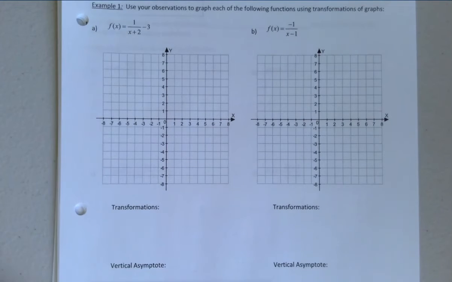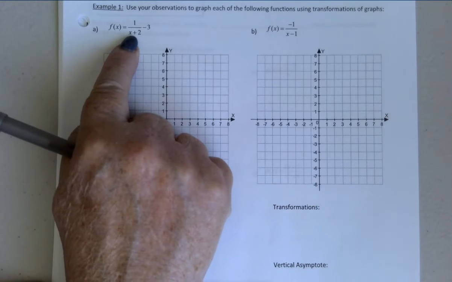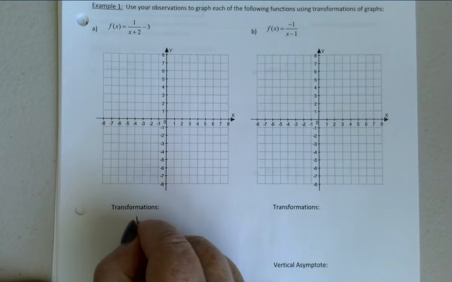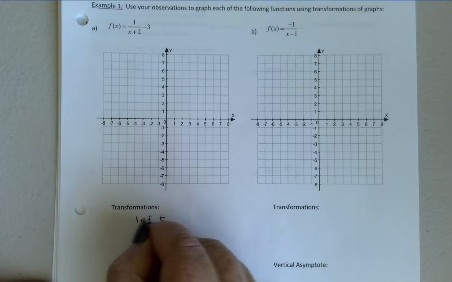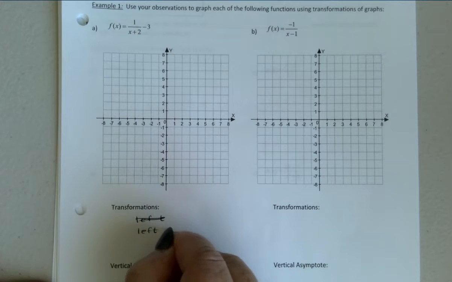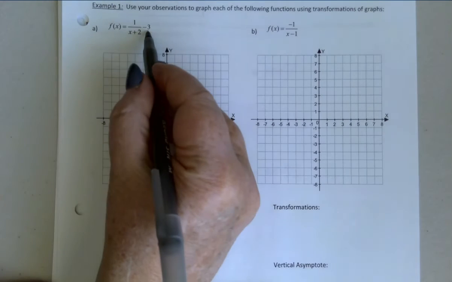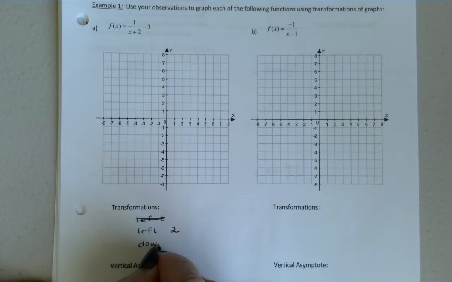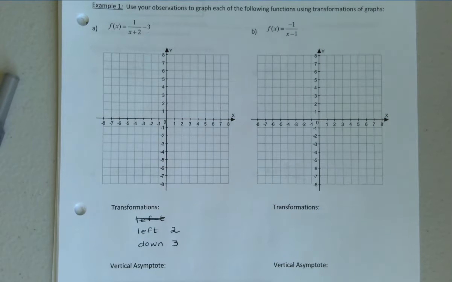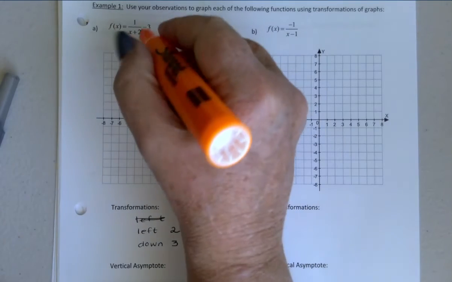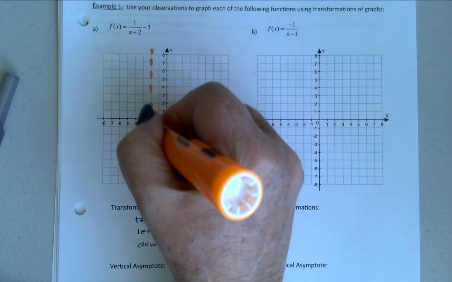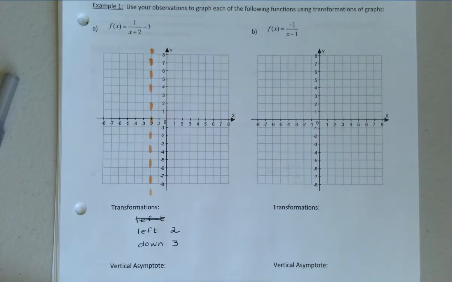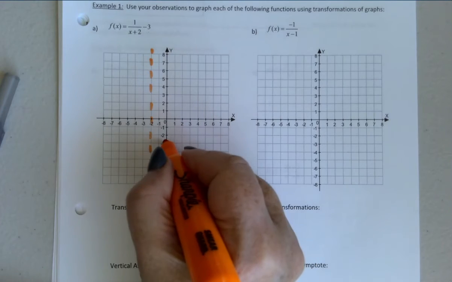All right, our first one here, 1 over x plus 2 minus 3. My horizontal shift here is left 2. And my vertical shift here is down 3. So what I'm going to do is graph my asymptotes first. Left 2 means the vertical asymptote moves left 2. Down 3 means my horizontal asymptote moves down 3.